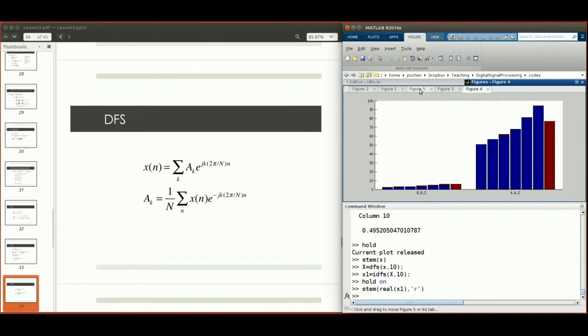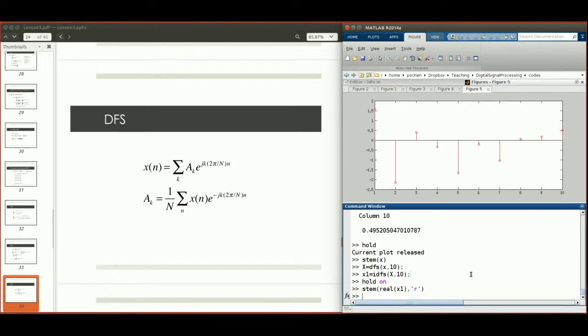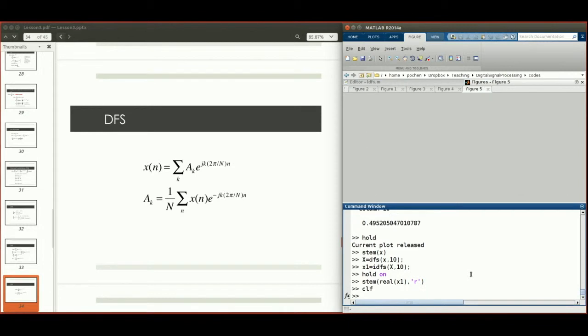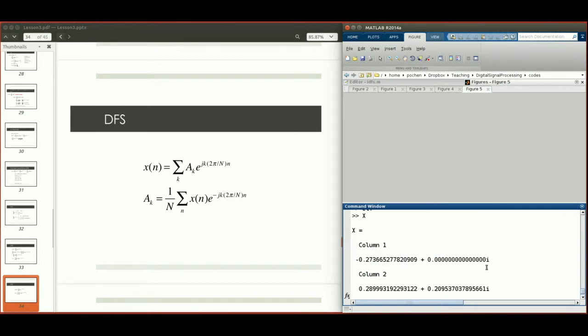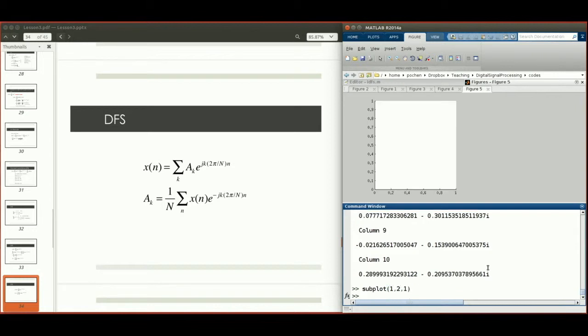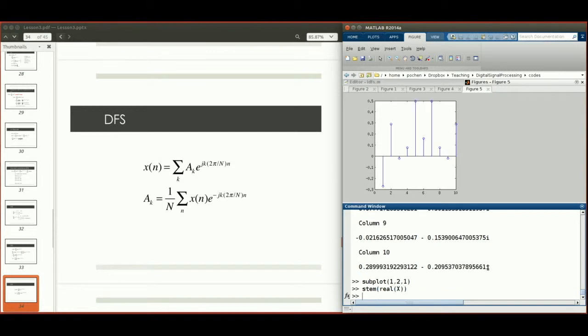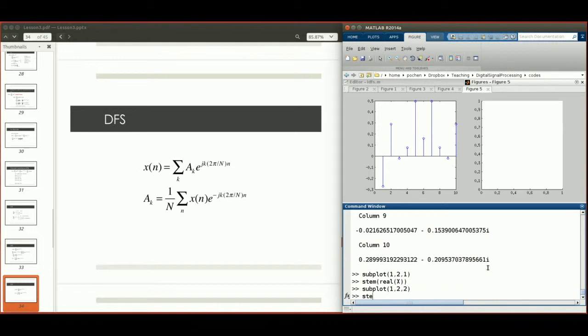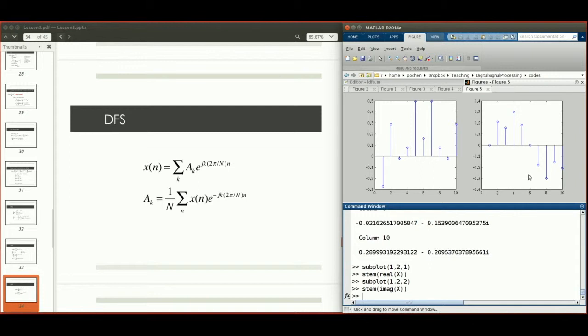And we can take a look at the coefficients now, right? So that's big X, the Fourier series coefficients. So let's look at its real part. Let's just do a stem of the real part of big X. That's the real part. And then let's look at the imaginary part. And that's the imaginary part.